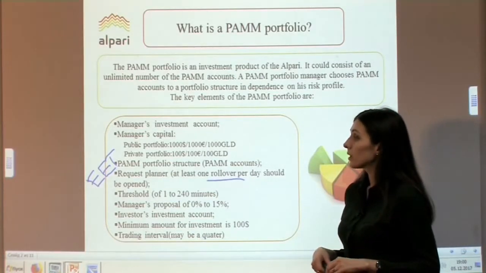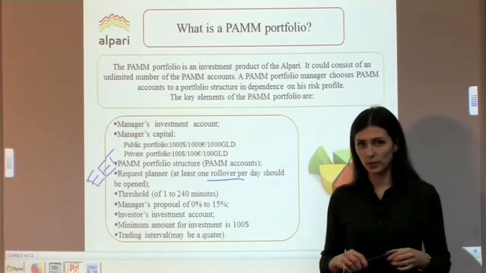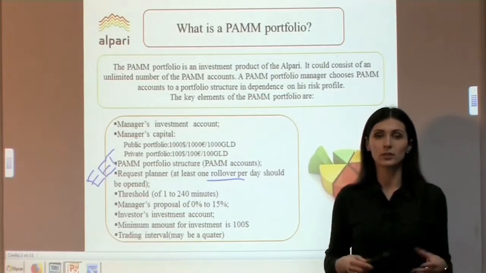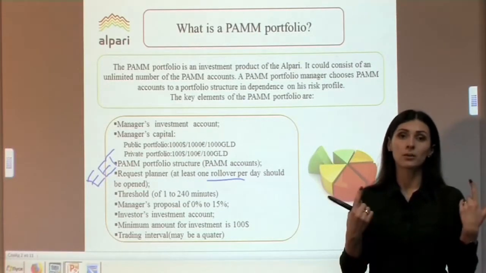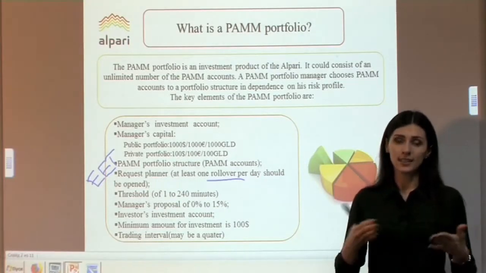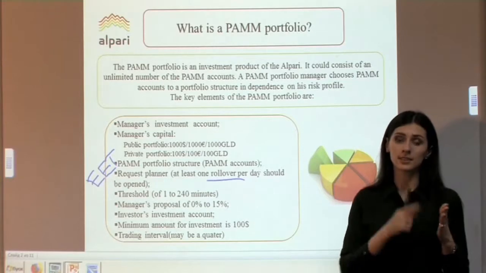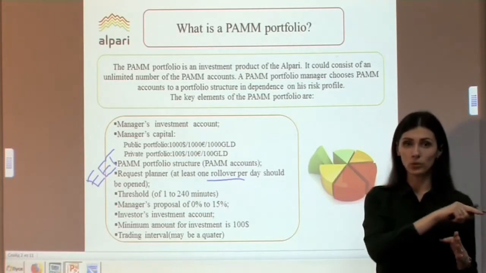Okay. The request planner also contains a threshold. This is the next element. The threshold is the period of time before an open rollover. If the request of an investor has hit the threshold, it means that his request will be moved to the next open rollover.